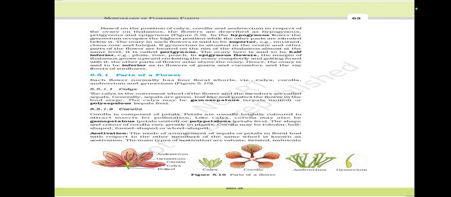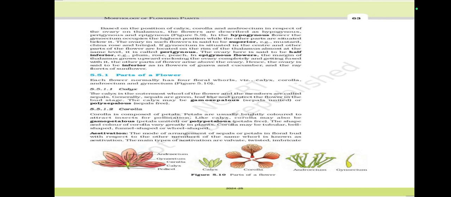In epigynous flowers, the margin of the thalamus grows upward, enclosing the ovary completely and getting fused with it. The other parts of the flower arise above the ovary, hence the ovary is said to be inferior, as in flowers of guava and cucumber, and the ray florets of sunflower.